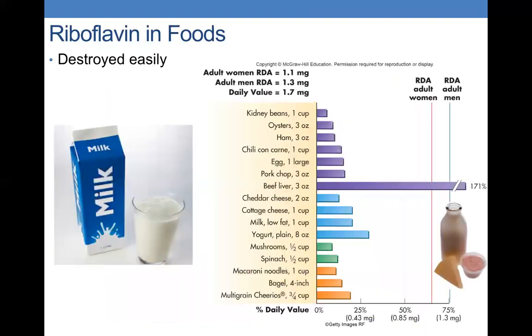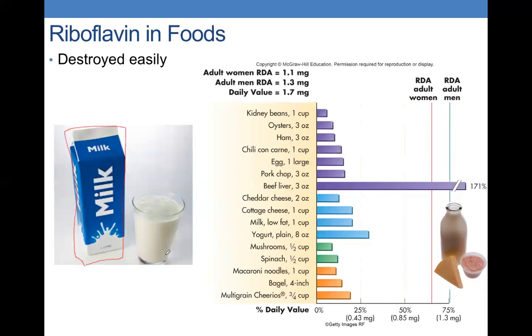Riboflavin is destroyed very easily. It can be destroyed by exposure to light. And so here is a picture of milk. And when you buy your milk, you notice it's either in a cardboard or an opaque container. And that's because milk is actually a very good source of riboflavin. But if it wasn't protected in this cardboard or opaque container, the riboflavin would be destroyed once it was exposed to light. On average, Americans do meet the RDA for riboflavin.